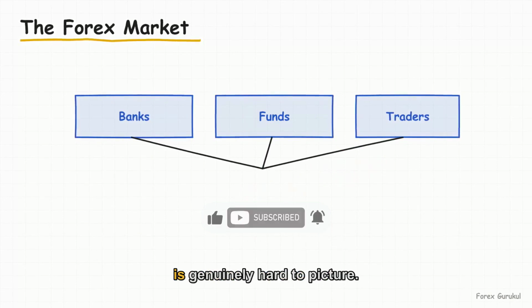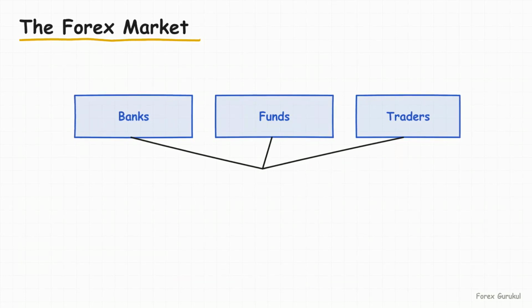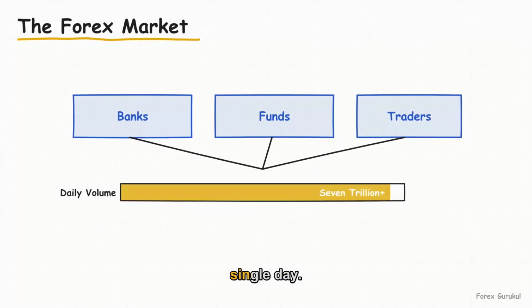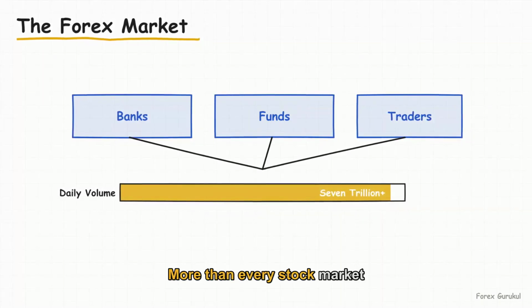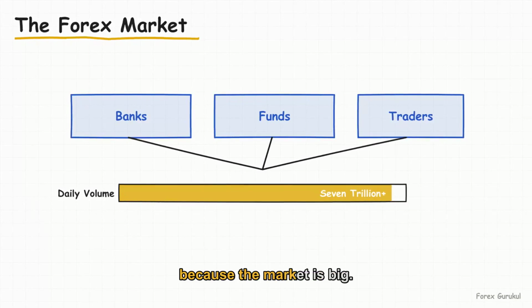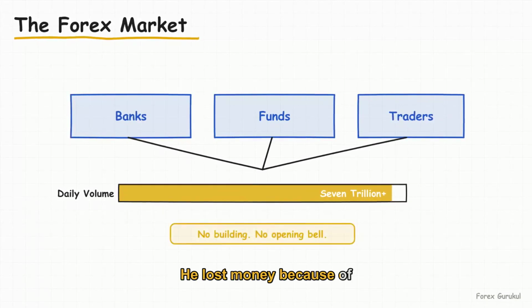And the size of it is genuinely hard to picture. More than $7 trillion changes hands in this market every single day. More than every stock market on Earth combined. But size is not why we are here. Alex did not lose money because the market is big. He lost money because of something much smaller. The actual mechanics of placing one single trade. So let's shrink all the way down to that one trade.